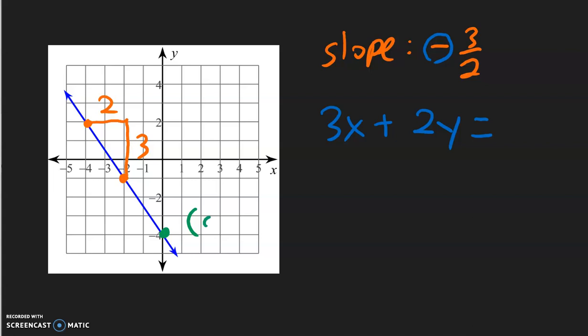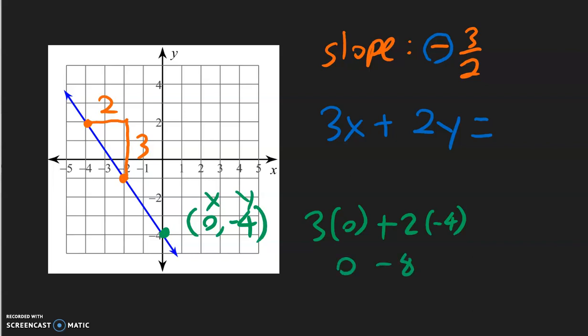So x is 0, and y is negative 4. So I'm going to use this point to plug in to the 3x plus 2y. So 3 times x, which is 0, plus 2 times y, which is negative 4. So 3 times 0 is 0. 2 times negative 4 is going to be negative 8. 0 minus 8 is going to be negative 8.